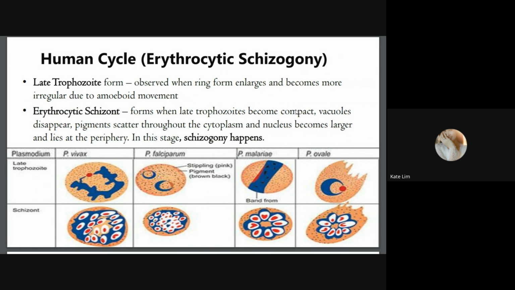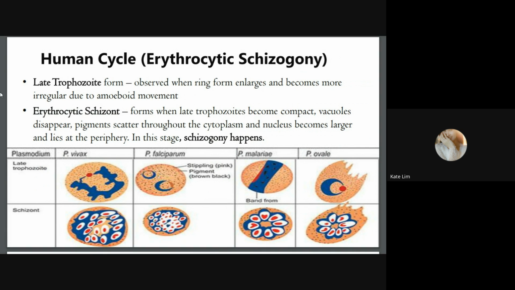Right after that, we are already done with our young trophozoite or the early trophozoite. So let's now proceed to the late trophozoite and the erythrocytic schizont. These life stages are also important in the asexual reproduction of the parasite inside the RBCs.